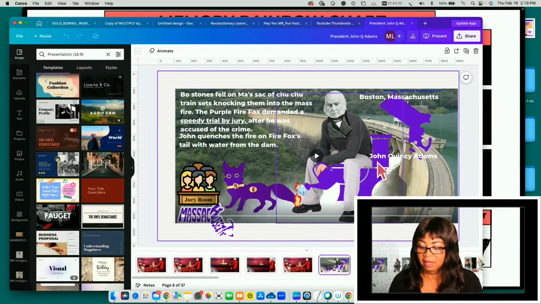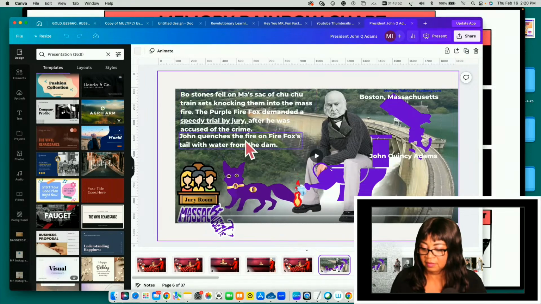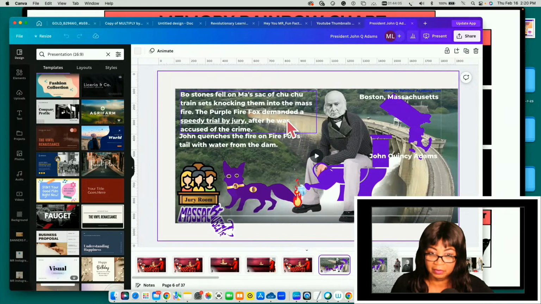John Quincy Adams, that's how you really tell them apart, right? And I envision this fox, Firefox, is number 6 with his tail on fire. The reason is I imagine that there's a mass fire in Boston, Mass fire, and I've got Ma's sack of choo-choo train sets that gets knocked into the mass fire, right? The Firefox is there trying to rescue the train sets and help out, and got its tail lit with some of the fire. And then he gets blamed for starting the fire.